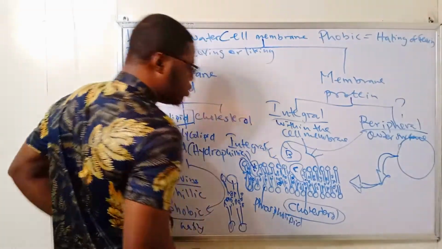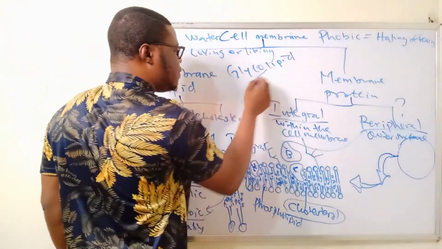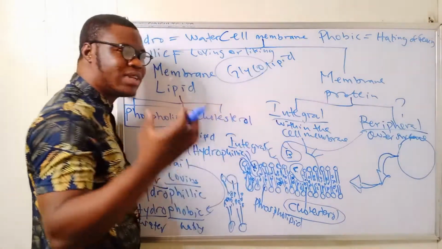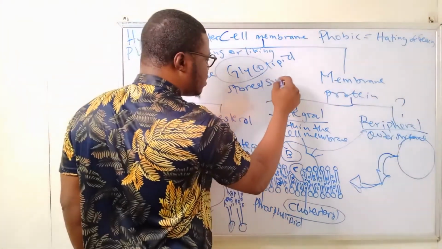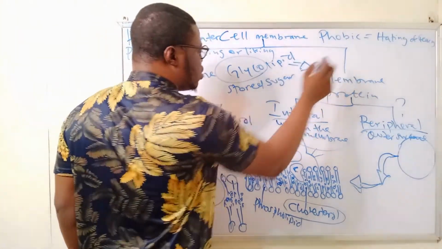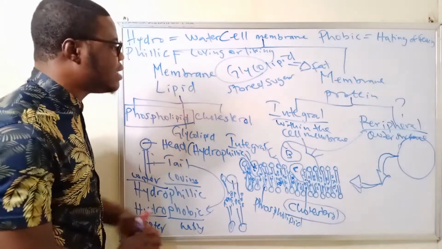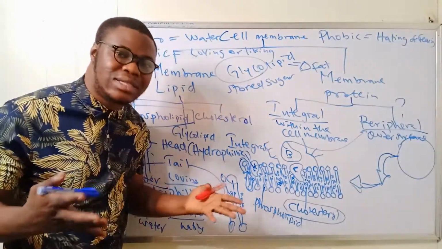Phospholipid. So, glycolipid now. Glycolipid is from two words. The first one is glyco. Glyco is from the word glycogen, and glycogen means a stored sugar. And lipid means what? Fat. So, if you want to define glycolipid, you can say they are stored sugar attached with fat, or you say attached with lipid.